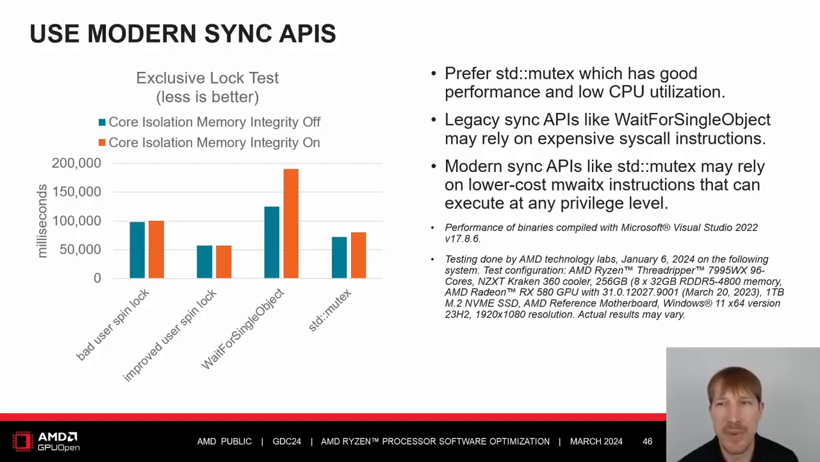However, legacy sync APIs like WaitForSingleObject may rely on expensive syscall instructions. The syscall instruction invokes an OS system call handler at privilege level 0 from a user privilege level 3 application. Transitioning between address spaces or privilege domains may require additional OS and hardware work. Core isolation memory integrity, also known as virtualization-based security hypervisor protected code integrity, may sometimes lower performance. Windows 11 ships with this feature enabled by default to provide increased protection against malware.